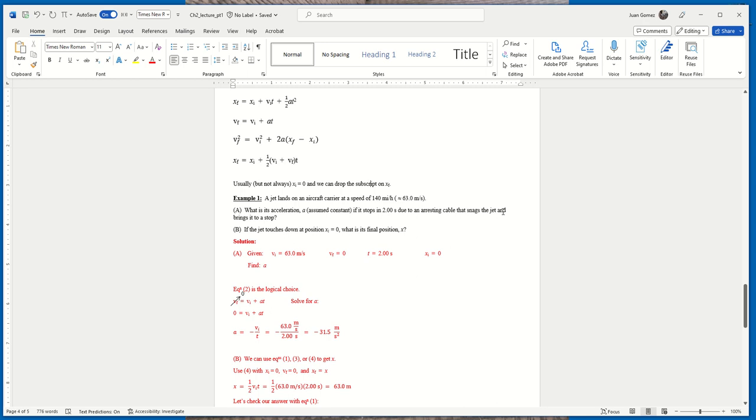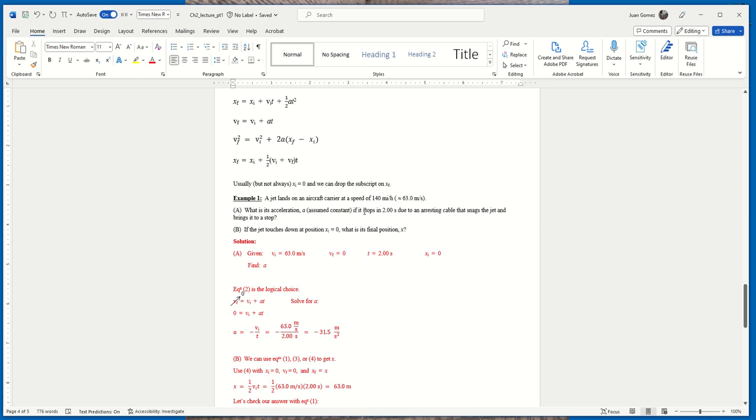I want to know what is the acceleration, and again, in all these 1D problems, the acceleration is going to be constant. If it's not, that's essentially a graduate level problem. So you don't ever worry if A is not constant. So in part A, we want to know what is the acceleration if it comes to a stop in 2 seconds due to this arresting cable.